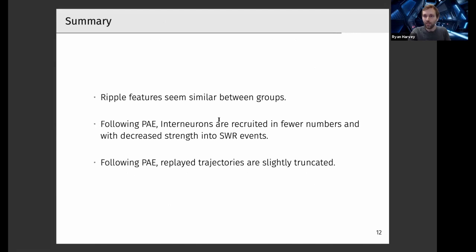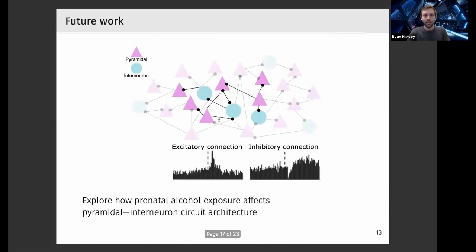And so the next step I'm going to take is to go in and quantify interneuron and pyramidal monosynaptic connections to see how precisely these interneurons are affecting these pyramidal cells during the sharp wave ripples, and maybe that might help explain why the replay events are slightly truncated.